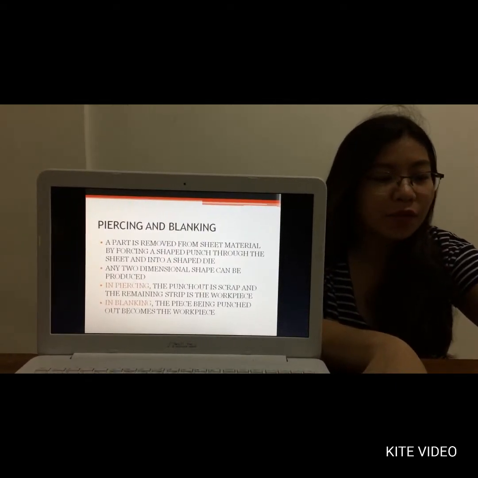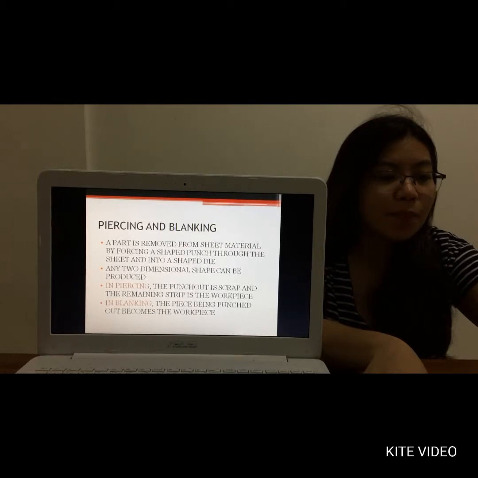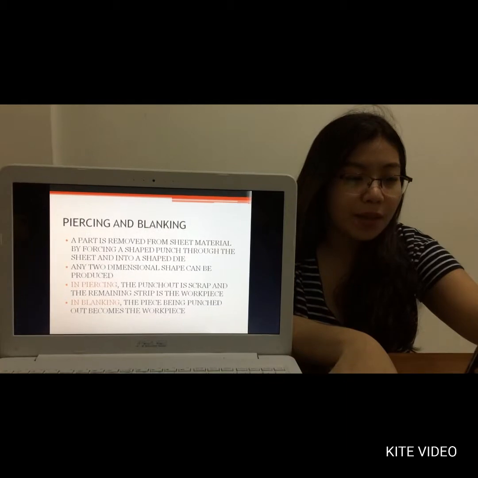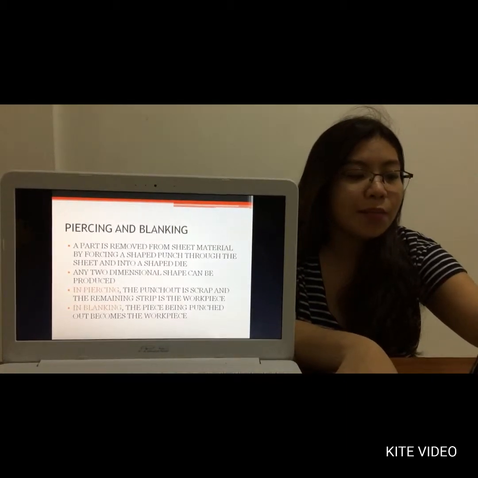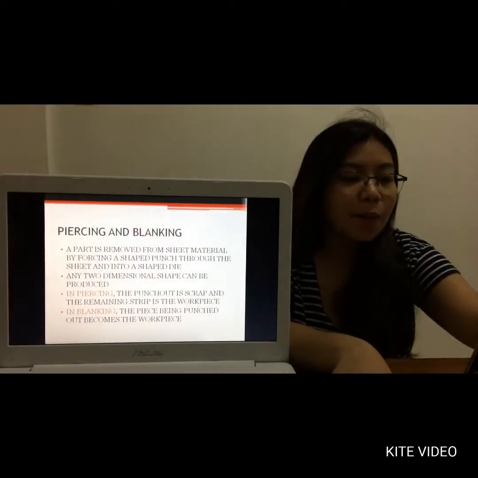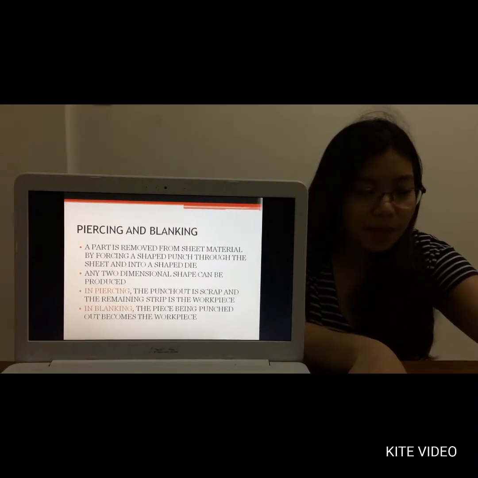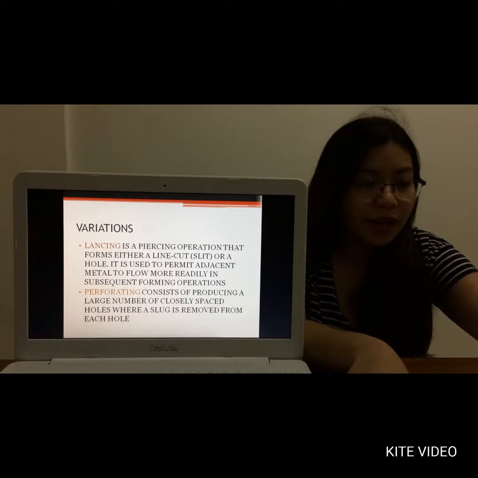Piercing and blanking. A part is removed from sheet material by forcing a shaped punch through the sheet and into a shaped die. Any two-dimensional shape can be produced. In piercing, the punched out piece is scrapped and the remaining strip is the workpiece. In blanking, the piece being punched out becomes the workpiece.